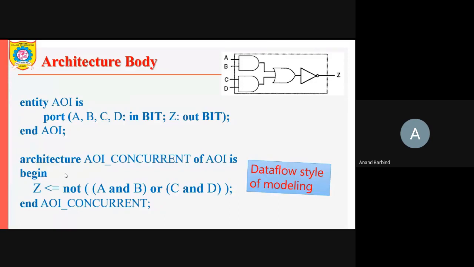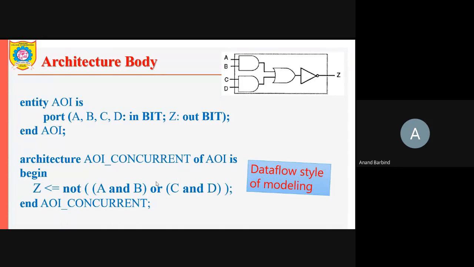Okay, now because you are using W, X and Y, these W, X and Y signals can be declared in the declaration part of this particular architecture. Okay, so this is a short program, you can say. This is the VHDL program for describing this particular circuit, and the kind of modeling you are using is the data flow style of modeling.